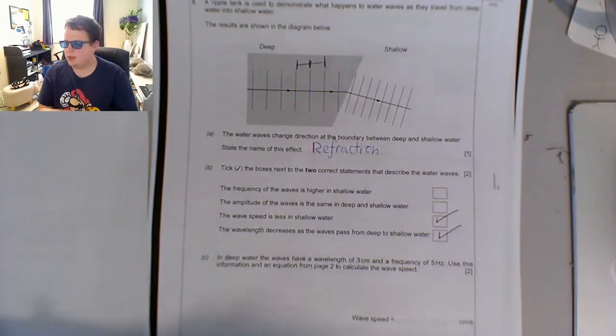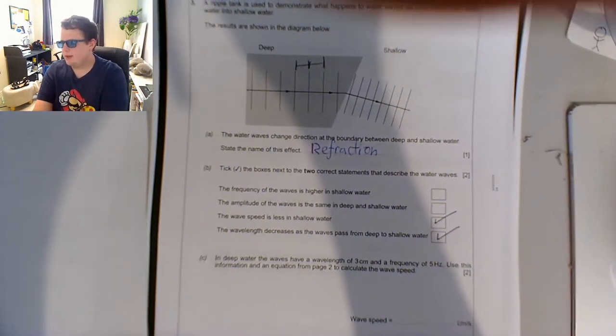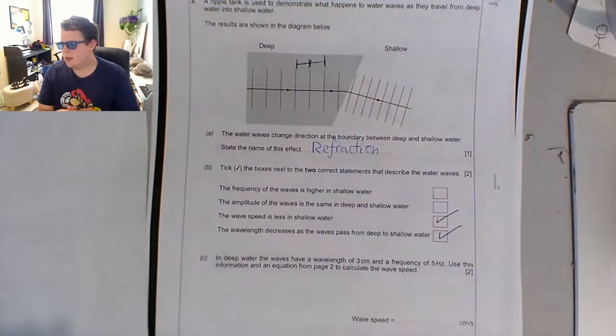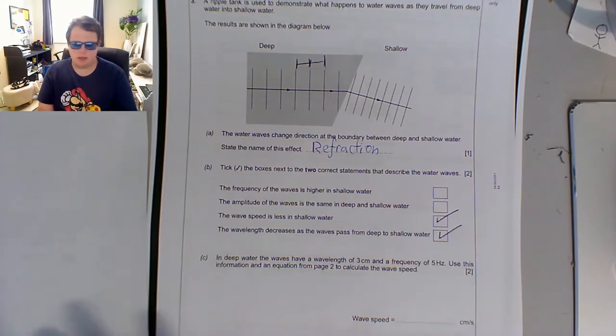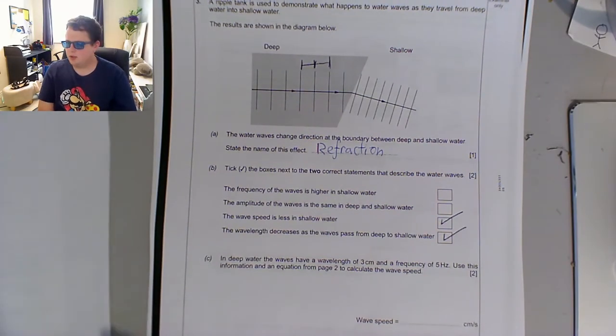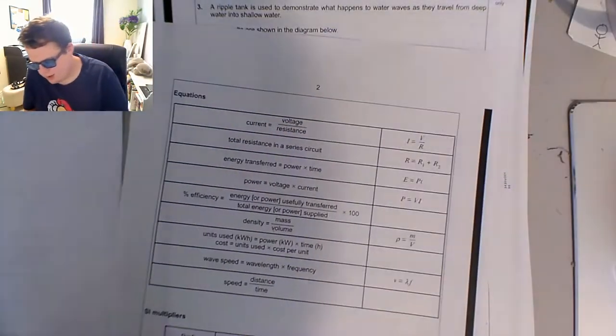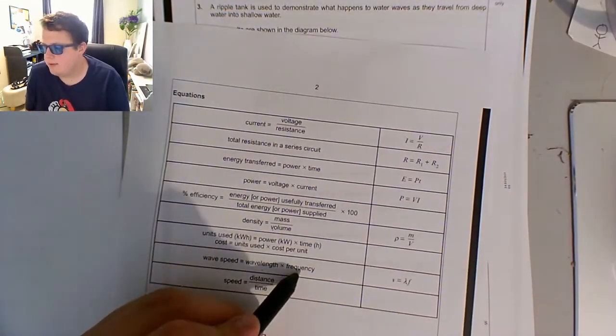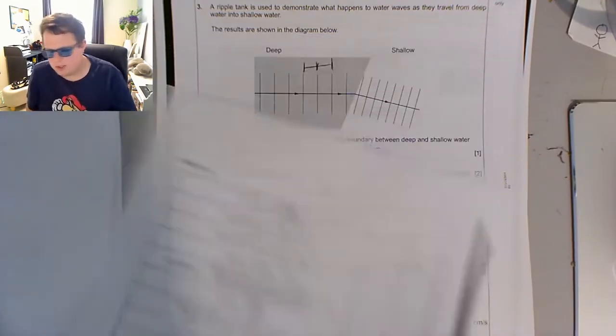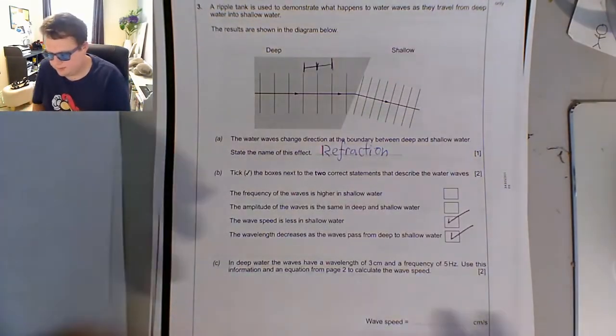In deep water, the waves have a wavelength of 3 centimeters and a frequency of 5 hertz. Use this information in an equation from page 2 to calculate the wave speed. Okay, so we have been given wavelength. We have been given frequency, so we're selecting this equation. We're just multiplying the 2.